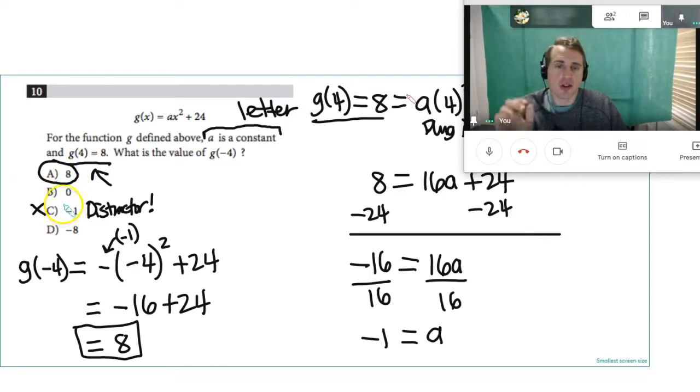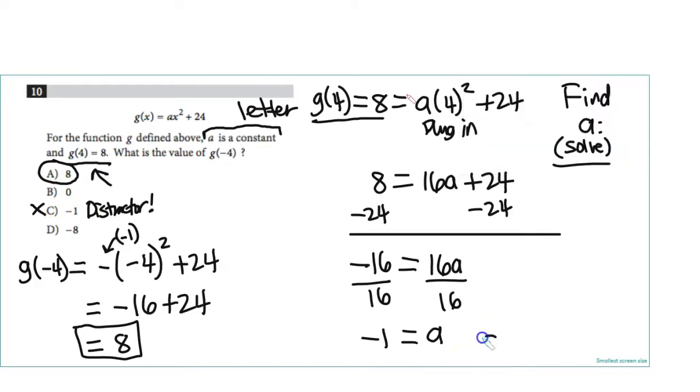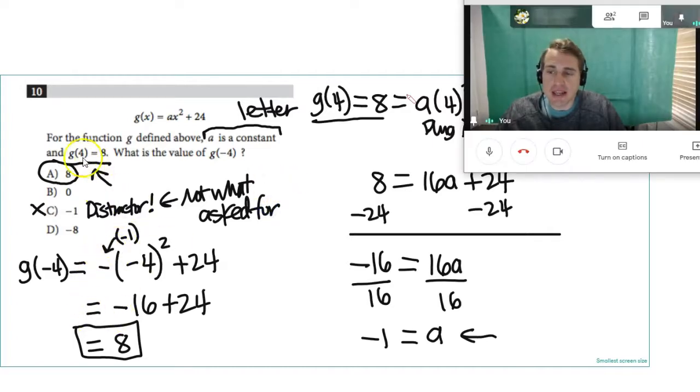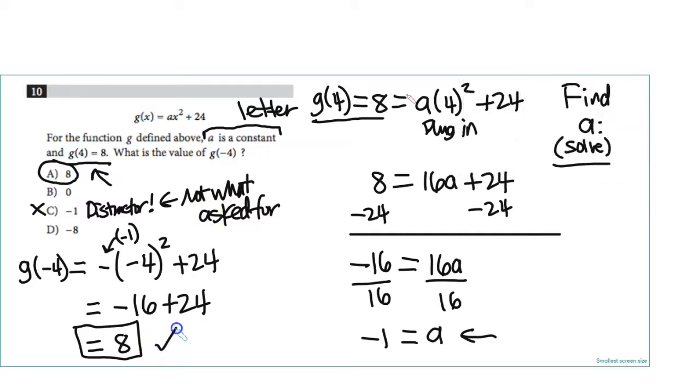First of all, don't just try to guess that if one is 8, the other one's -8. That would be incorrect. Secondly, -1 is not the answer because yes, -1 is the answer for a, but it's not what they were asking for. And then if you plug in -4 for a, you can find the y value. In other words, you can find the function value. So that's what they are asking for.